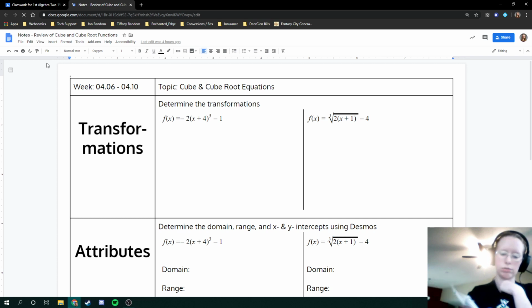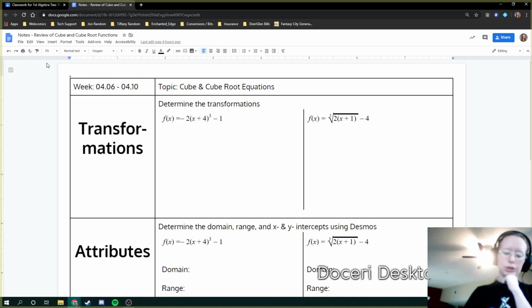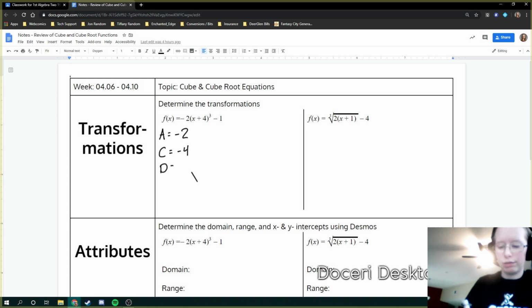Okay, so we'll review a bit with transformation statements. So let's see. Here we've got -2 times (x plus 4) quantity cubed minus 1. So that negative being on, this says we have an a value of -2, a c value of -4, and a d value of -1. An a value of -2 means it got reflected over the x-axis.